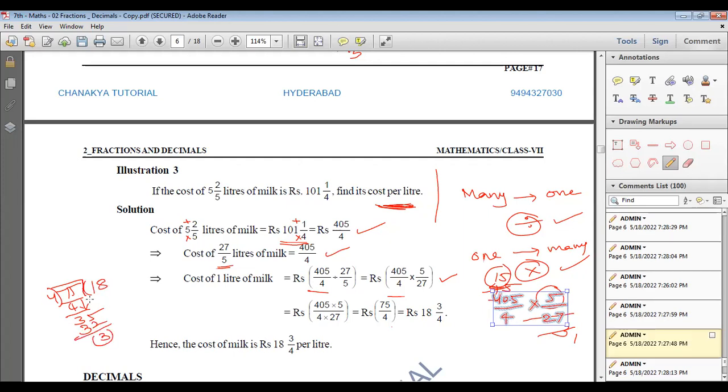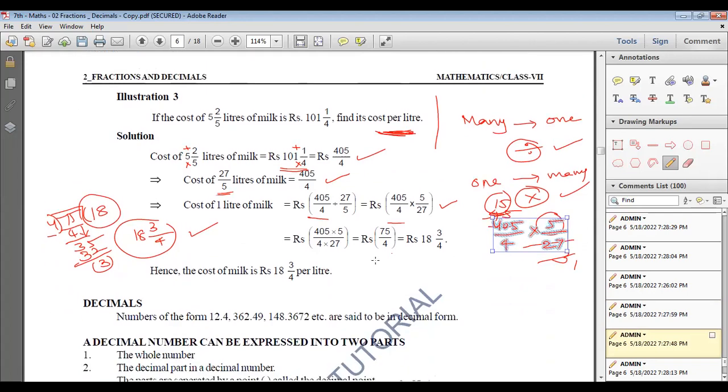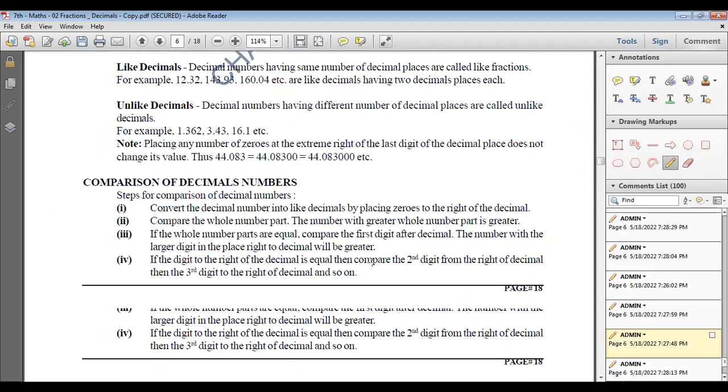So 18 is the whole part, and the remainder as numerator, divisor as denominator. This is the cost of 1 liter. Like that, you need to simplify, children. You need to simplify to find the cost of 1 liter of milk. That's your part.